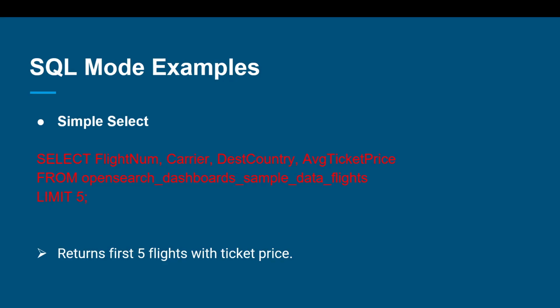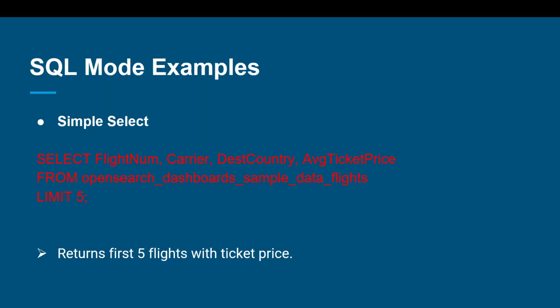So as I said, SQL query is nothing else but a syntax based query language, Structured Query Language, which you will be familiar with if you have worked on databases. Talking about the first sample, which is a simple select, here we are simply selecting specific fields from your sample index. The sample index which I'm going to use is opensearch_dashboards_sample_data_flights, and these are the fields it is selecting, and we are putting the limit as 5. So it will only return 5 flights with the ticket price.